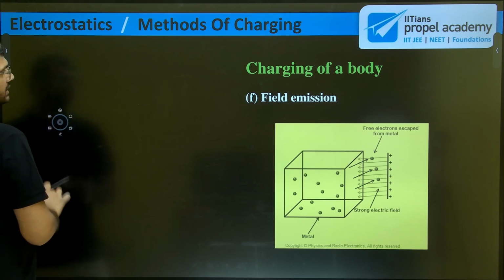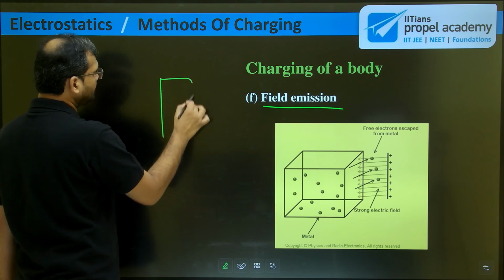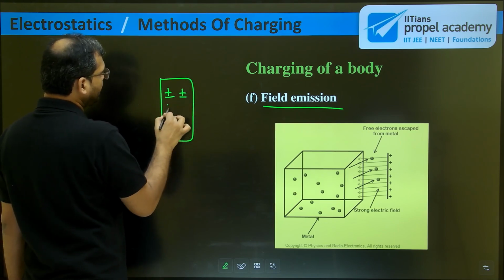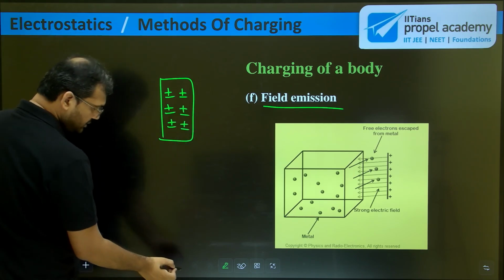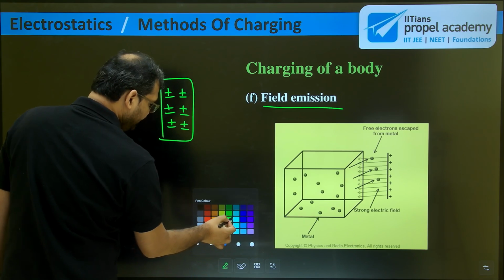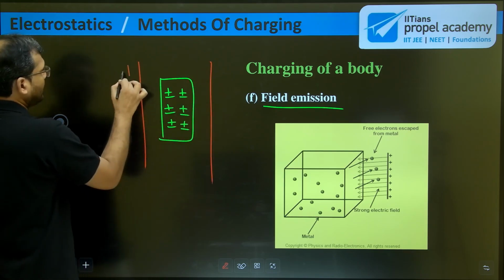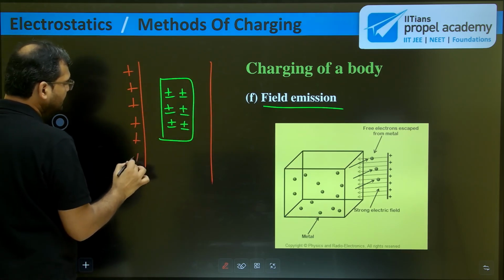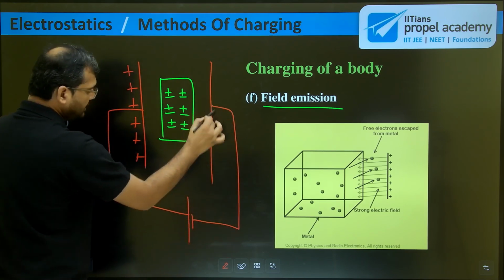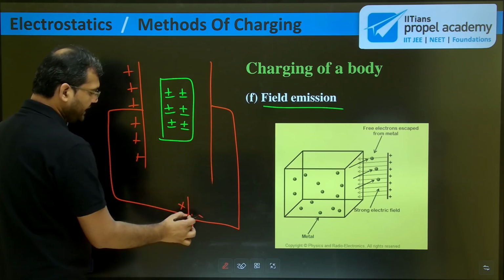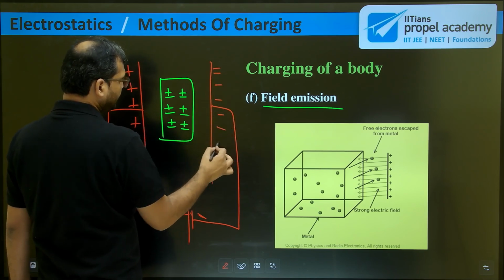The next one, field emission. What do you mean by field emission? Take a metallic block or something like that, where you have all the charges, plus and minus. Now what you do is apply a field. What do you mean by field? You just have two plates. One plate has positive charge. How do you get this positive charge? Just connect it to a positive potential, polarity, and connect the other one to a negative potential. So I have positive and negative like this.